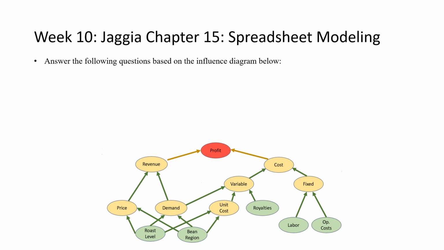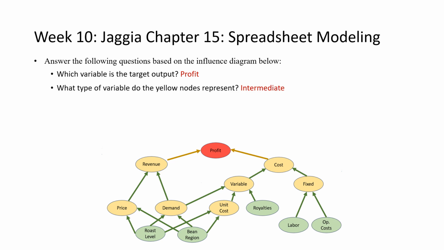Underneath cost, for example, we would break that out further and say, what is it that influences cost? Well, we have variable costs and we have fixed costs. We might ask, what are our fixed costs? Well, labor is a fixed cost, operations is a fixed cost, etc. And then we can start asking questions with regards to our diagram. What is the primary target? In this case, it's profit.